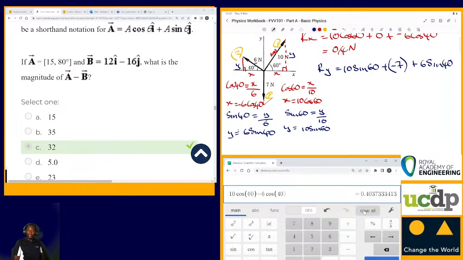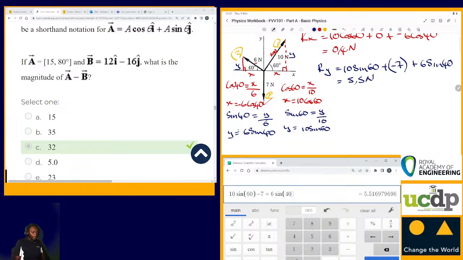Now we have to punch that and see what we get. 10 sine 60, minus 7, plus 6 sine 40, I get 5.5. If you are punching along with me, that is what you should get as well, 5.5 newtons.